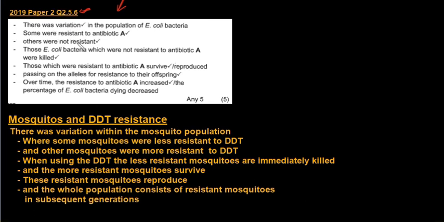So this recipe you will use throughout. So there was variation, very important to mention that. As you see, you get a mark for that. There was variation in the population of the E. coli bacteria. Some were resistant to antibiotic A, so they were speaking about specific antibiotics, and others were not resistant. Those bacteria which were not resistant to antibiotic A were killed, but those who were resistant to antibiotic A survived, and they were able to reproduce, passing on the alleles for resistance to their offspring, and over time the resistance to antibiotic A increased and the percentage of the bacteria dying decreased. So you can see that this is very similar to the natural selection recipe that you should answer.